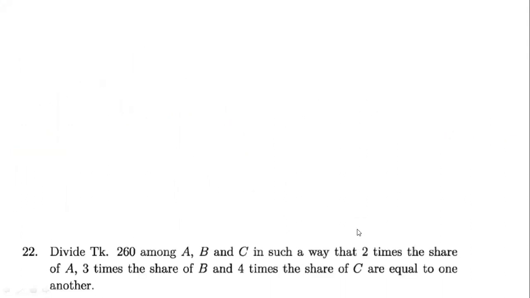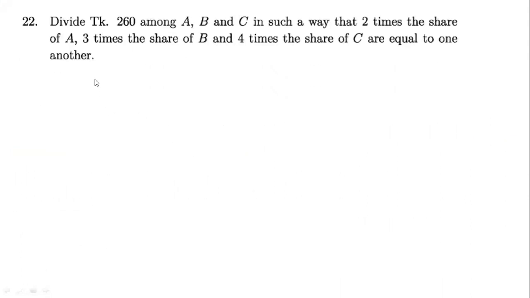Okay. Our next question is a very tricky one. Divide taka 260 among A, B and C in such a way that 2 times the share of A, 3 times the share of B and 4 times the share of C are equal to each other. It's a very easy one. 2 times the share of A, 3 times the share of B and 4 times the share of C are equal.